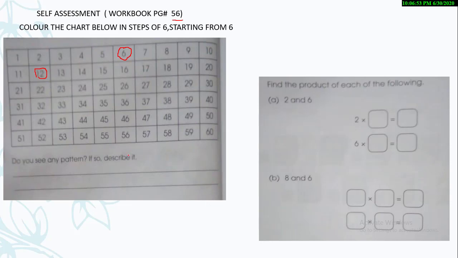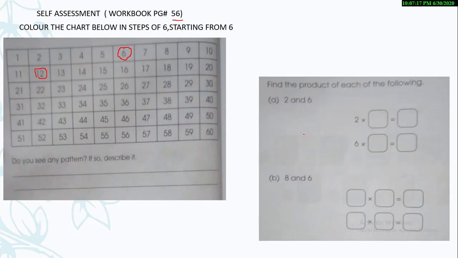And when you color like this, you will find out the pattern. Do you see any pattern? If so, describe it. They are asking, have you seen any pattern in it? Yes. We find the pattern of the 6 times table. So this is something that you will write over here. Yes, the pattern of 6. You will write that down by yourself.